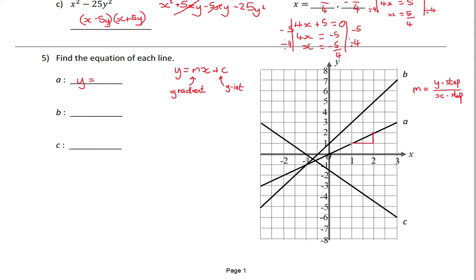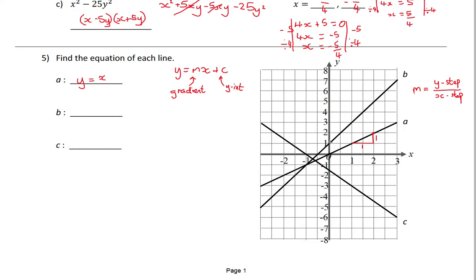Okay, now we've gone 1 across there, 1 number across, from 1 to 2, and we've gone 1 number up, again from 1 to 2 on the y-axis. So the y step is 1 and the x step is 1. If we do 1 divided by 1, that would give us 1. So this is y equals 1x, but I wouldn't write that, we would just write y equals x. Okay, on to line B.